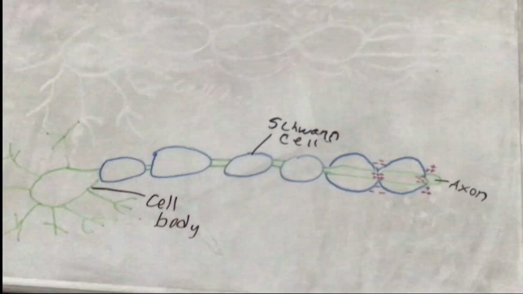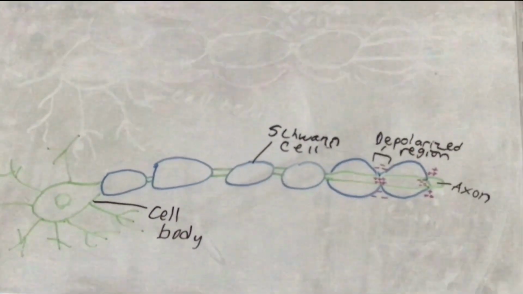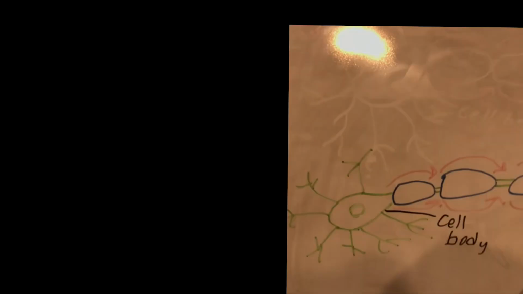In the peripheral nervous system, Schwann cells wrap around the axon to form myelin sheaths. In the central nervous system, they become oligodendrocytes.